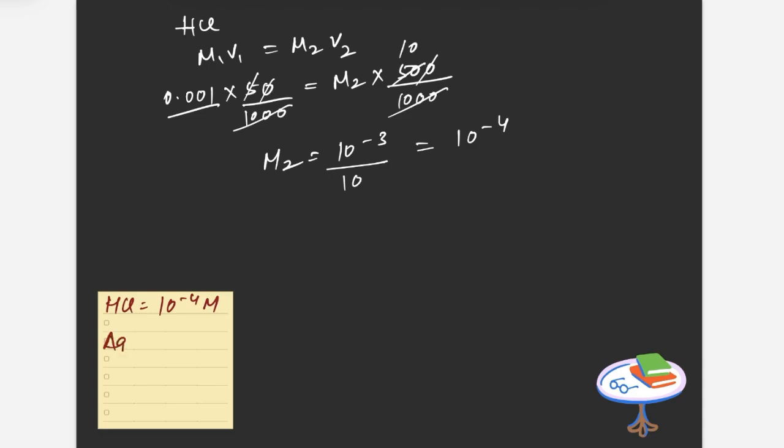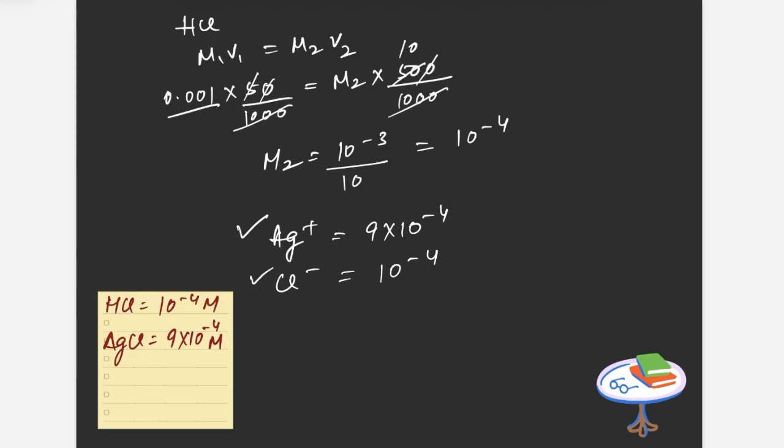और AgCl का क्या था? AgCl is equal to 9 into 10 to the power minus 4 M. Correct? Now the concentration of Ag plus ions in the solution is 9 into 10 to the power minus 4, and concentration of chloride ions in the solution is 10 to the power minus 4. When two solutions are added, this is the concentration of silver and chloride ions.